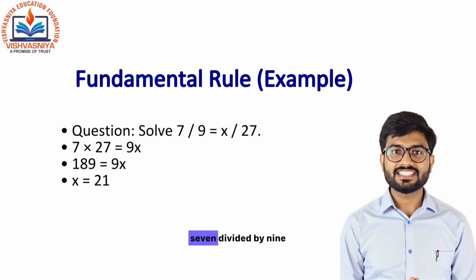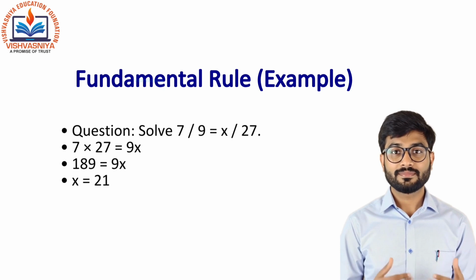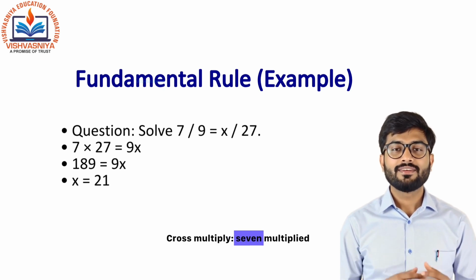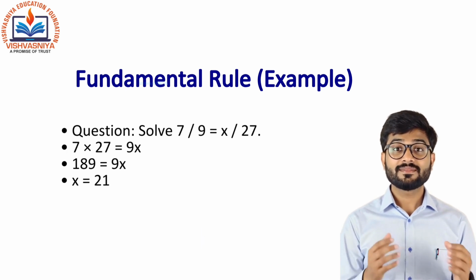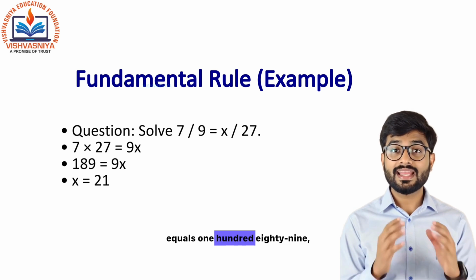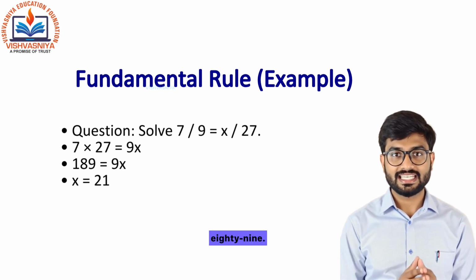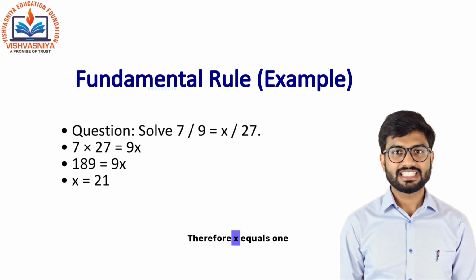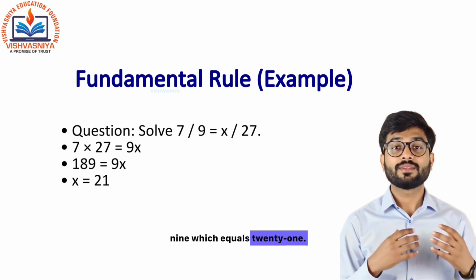Solve for x if 7 divided by 9 equals x divided by 27. Cross multiply: 7 multiplied by 27 equals 9 multiplied by x. 7 multiplied by 27 equals 189, so 9 multiplied by x equals 189. Therefore, x equals 189 divided by 9 which equals 21.